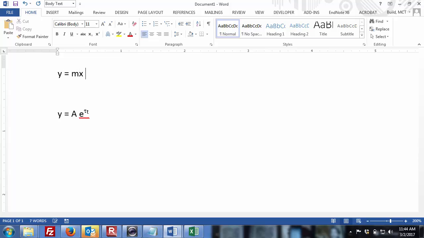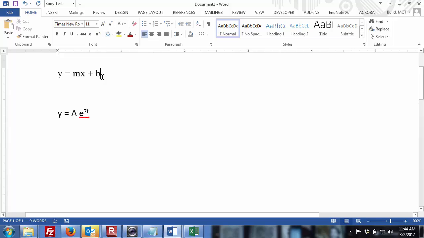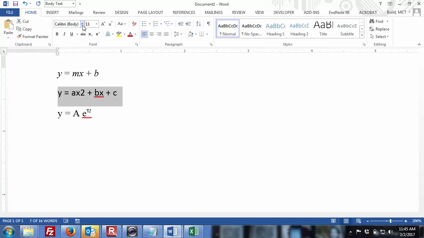y equals mx plus b. Use Times New Roman, and these all have to be italicized. So that's how you're going to write the equation in your homework. So there's linear. And let's just sneak the parabolic right in there.